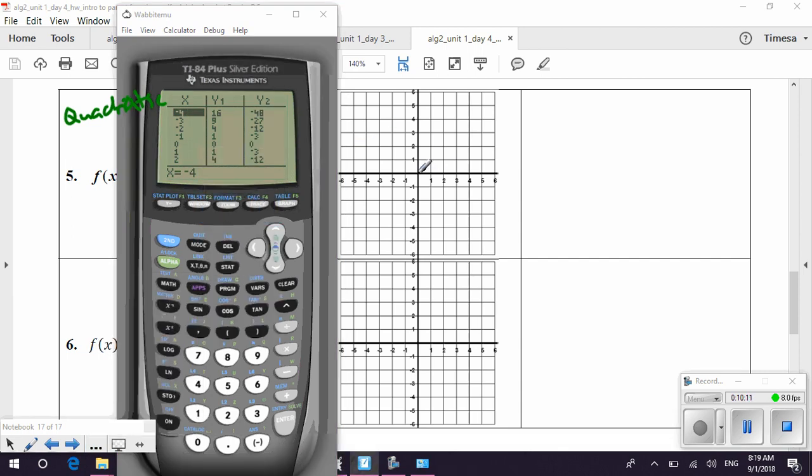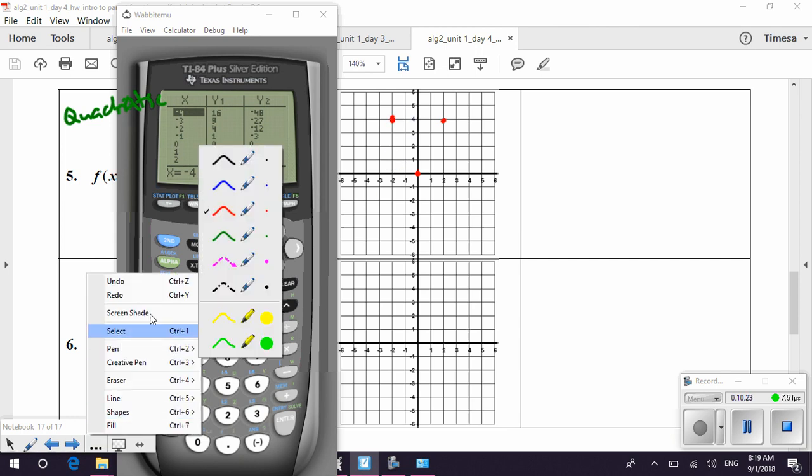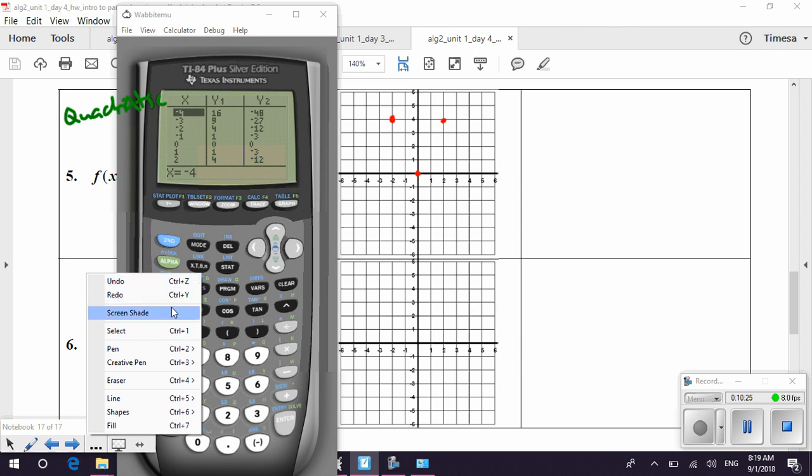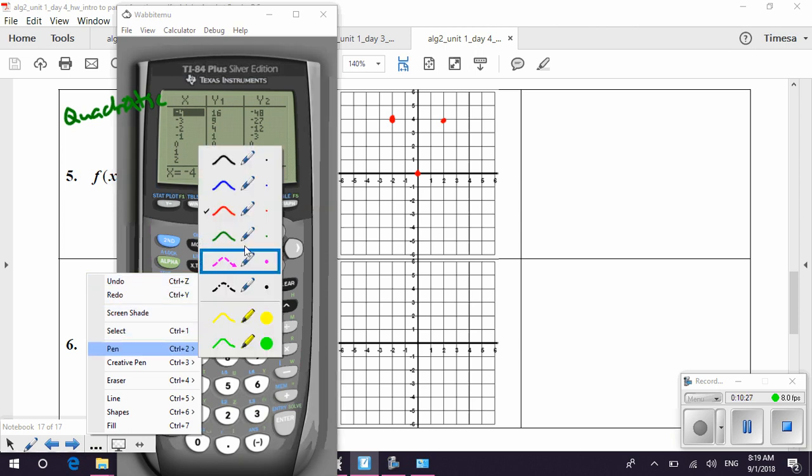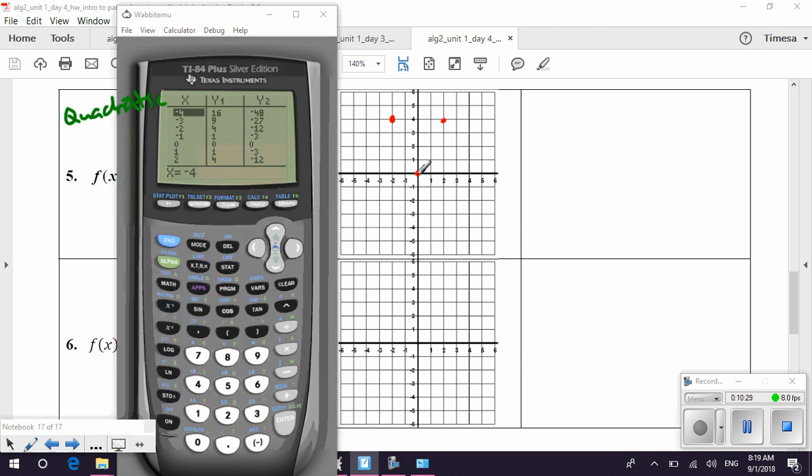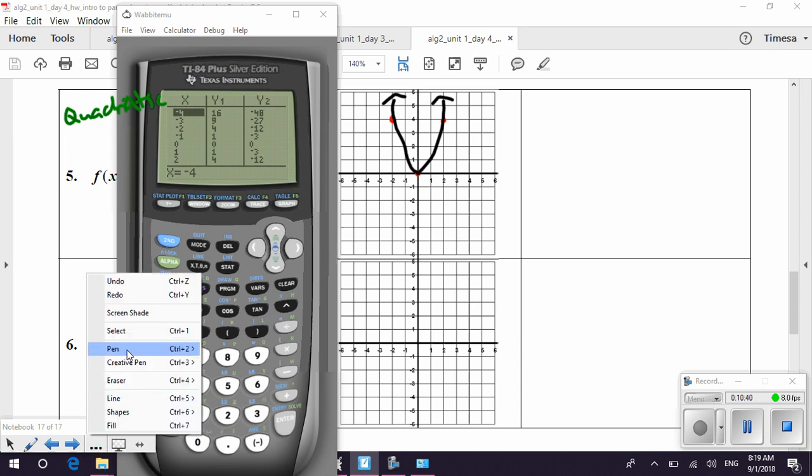So mama is 0, 0. We have 2, 4, negative 2, 4. So that's mama. And then do your best to give it a nice U shape.